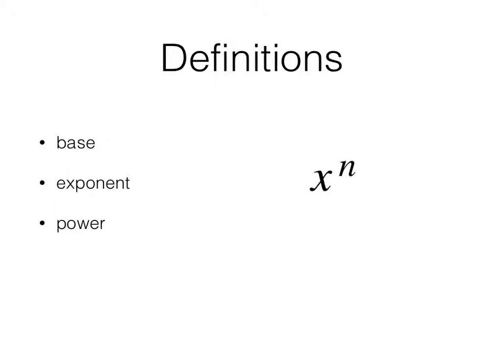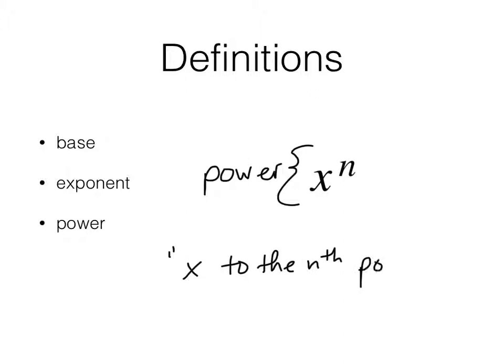Base, exponent, and power. So this entire expression is a power. It's x to the nth power. That's how we read this. X to the nth power. And we say nth because we don't have an n value. X to the nth power. So that whole thing is a power.